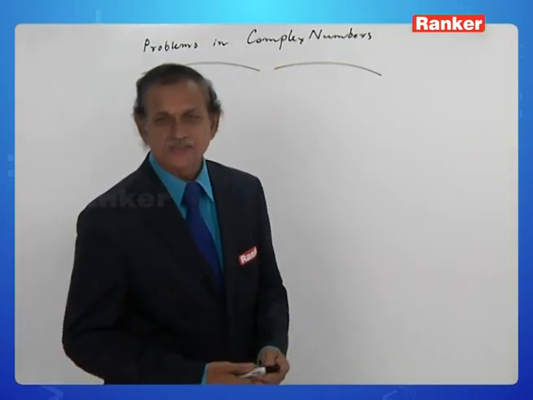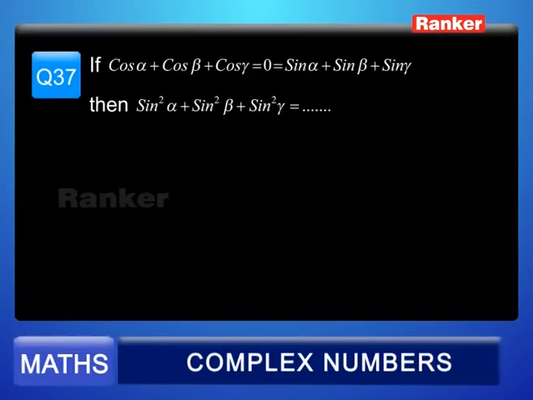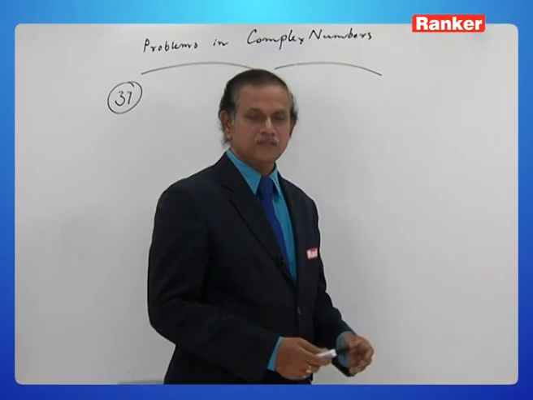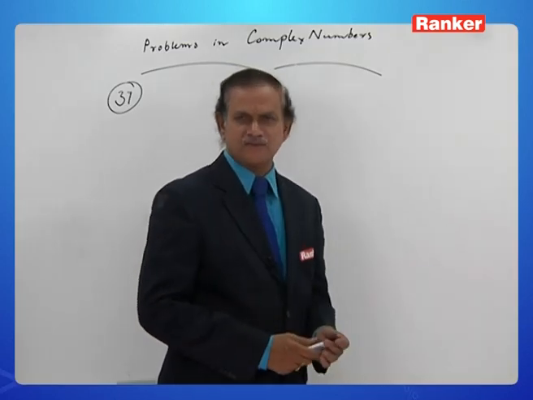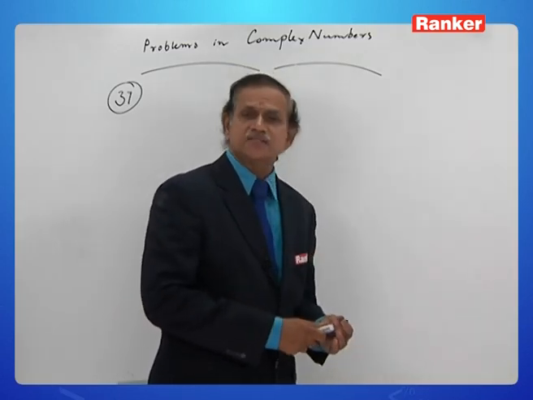The next question is question number 37. If cos alpha plus cos beta plus cos gamma is equal to 0, which is equal to sin alpha plus sin beta plus sin gamma, then sigma sin square alpha, that is sin square alpha plus sin square beta plus sin square gamma, is. It is one of the standard questions, of course.